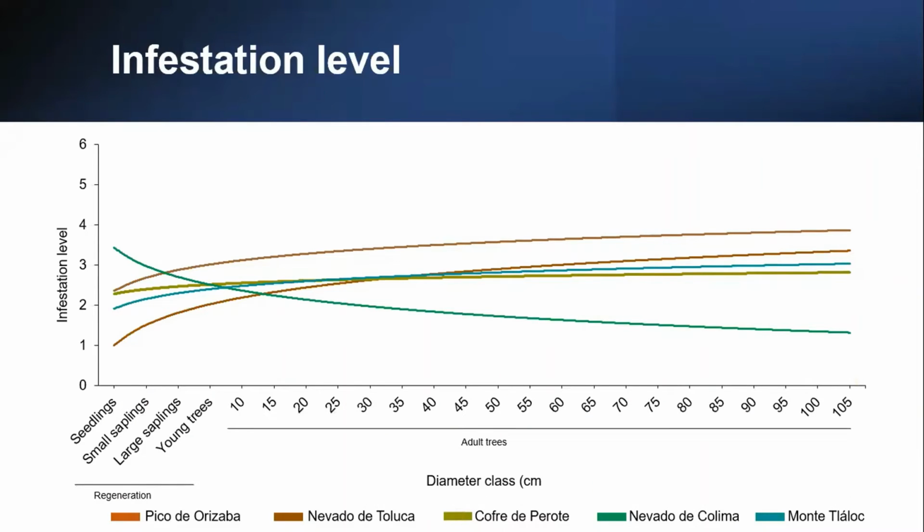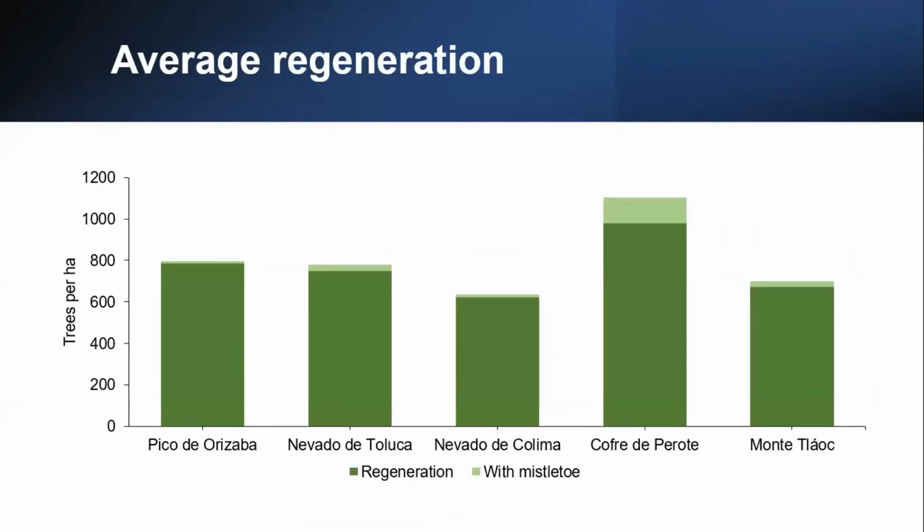What happened with the infestation level? If we take the sick trees, we have a high level of infestation in all categories, including the regeneration. And what happened with trees per hectare in the 5 mountains? We have to pay special attention to Cofre de Perote and Monte Tlaloc.